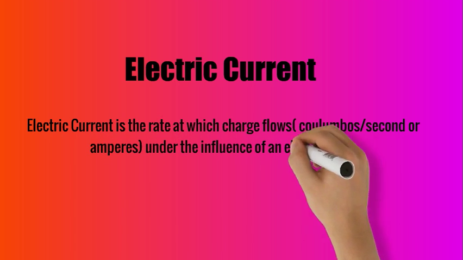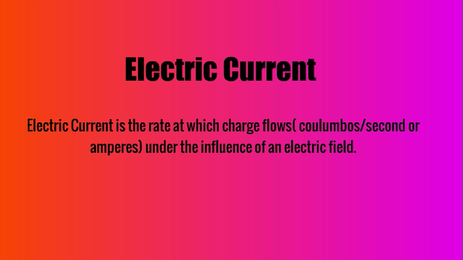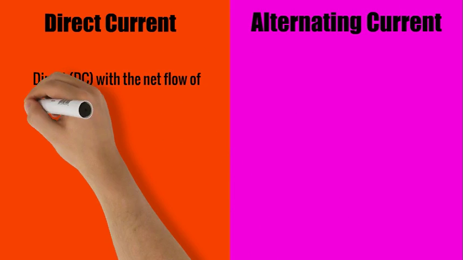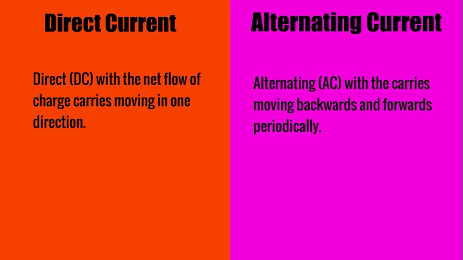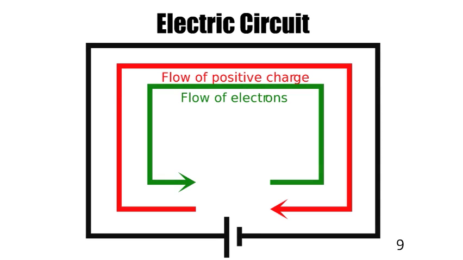Electric current is the rate at which charge flows under the influence of an electrical field. That current can be either direct, with the net flow of the charge carriers moving in one direction, known as direct current, or alternating, in which the carriers move back and forth periodically, known as alternating current. This can be displayed in an electrical circuit.